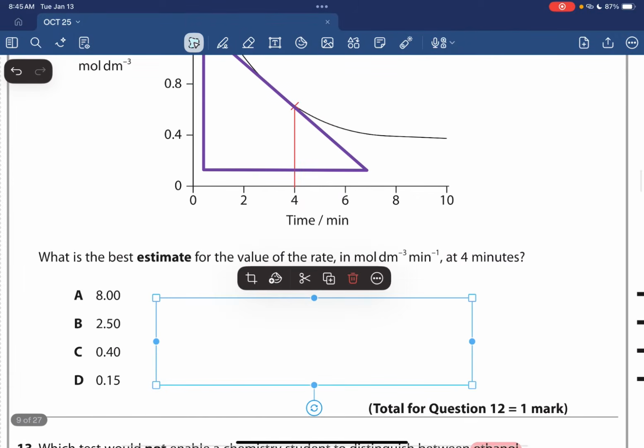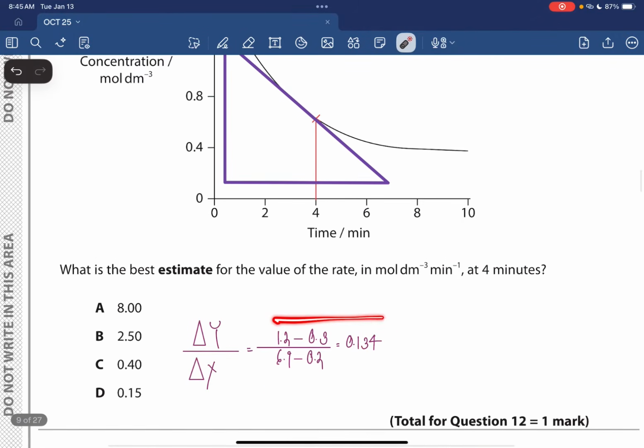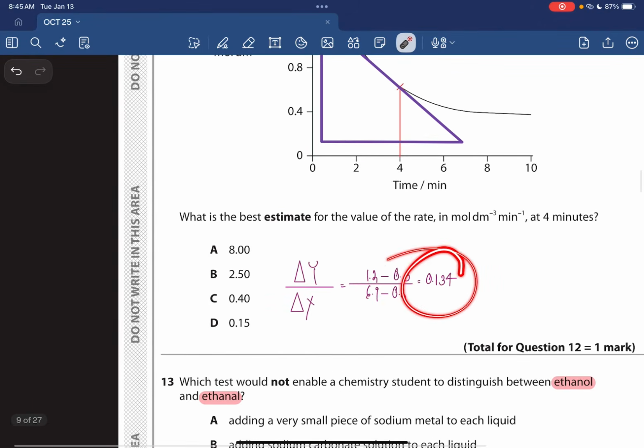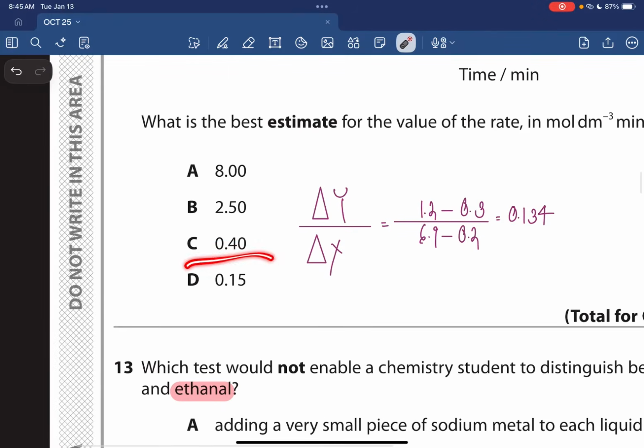Okay, so this is the best approximate that I have selected from this graph: 1.2 and 0.3. And from here I have selected 6.907, and this is going to be 0.2 or something like that. So the answer is 0.134. This is closer to 0.15. So the answer should be D.